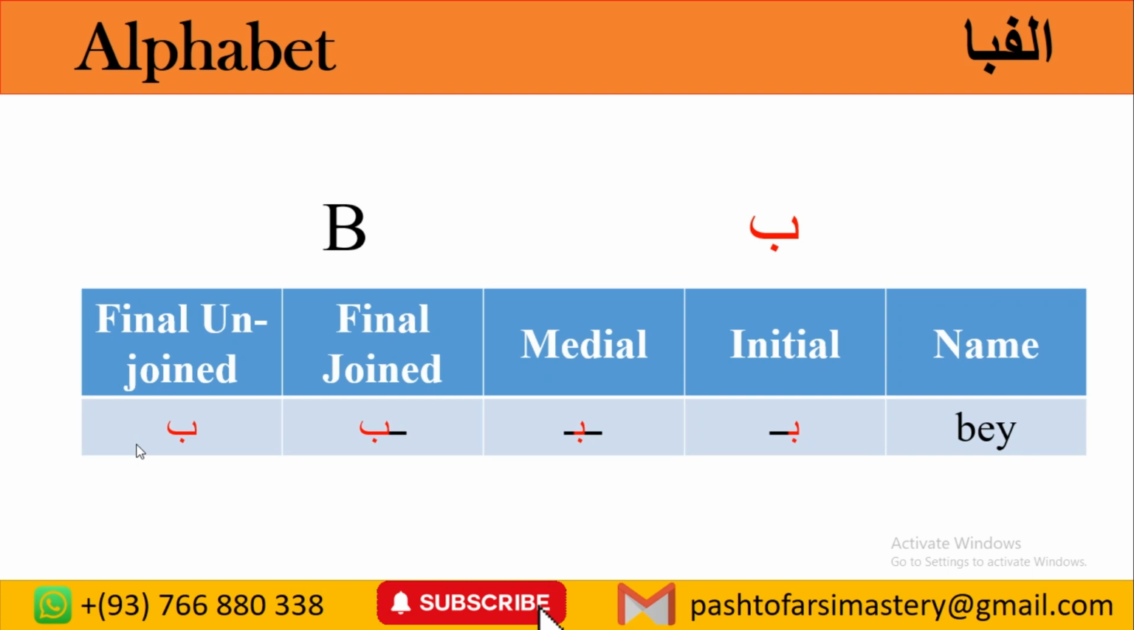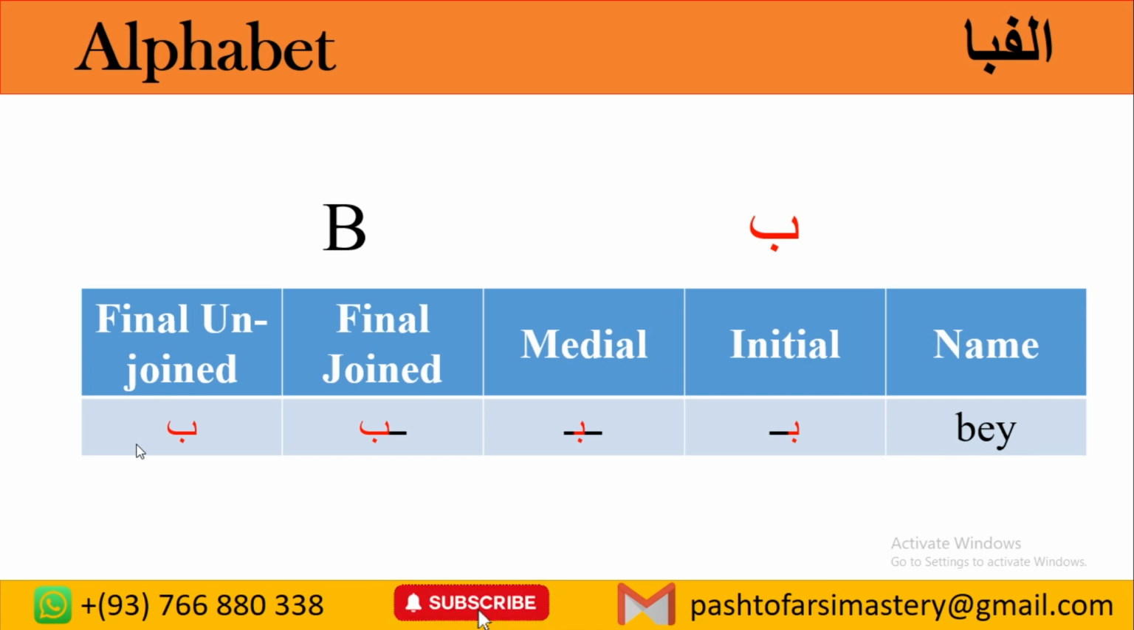Let's start our lesson. The letter B has the B sound in English, like ba, ba. Look, the name is B and it gives the sound of ba. B is from the second category of alphabet.